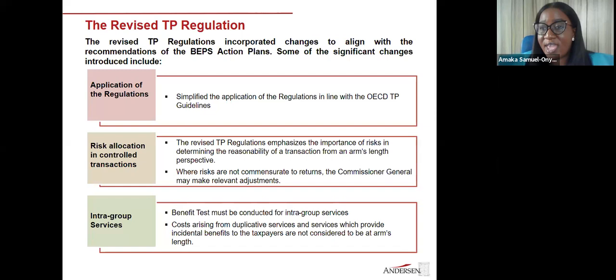The regulation also aims to remove ambiguity with respect to specific transactions and the treatment of specific transactions when dealing with related parties. One of those transactions is the intragroup services. So the regulation states that a benefit test analysis must be carried out for intragroup services to demonstrate its reasonability. It also states that costs arising from duplicative services or services which provide incidental benefits to taxpayers are not considered to be at arm's length.